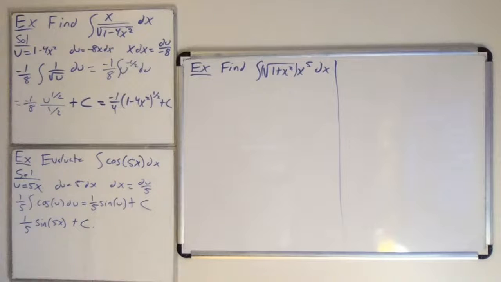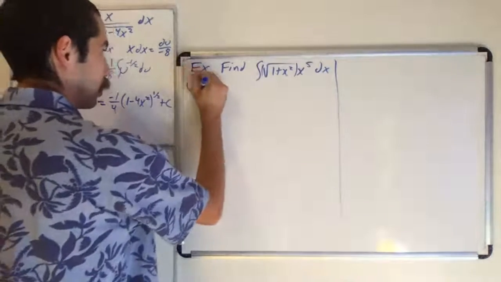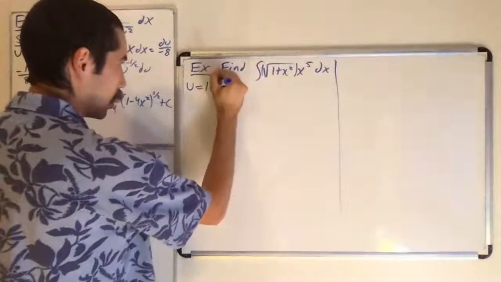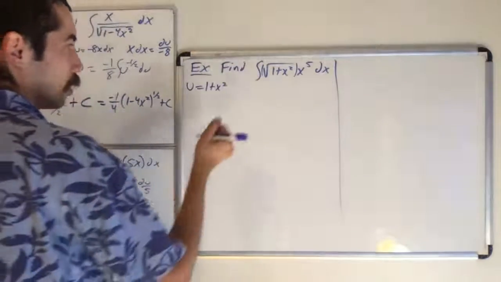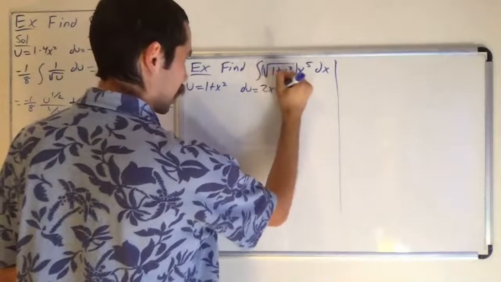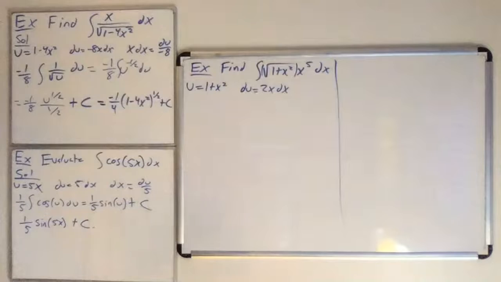Okay, let's see. Jax, I like your idea. Navik, I also like your idea. Let's have u be 1 plus x squared and see what we can do from there. So u is equal to, let's try 1 plus x squared. So du is equal to 2x dx.